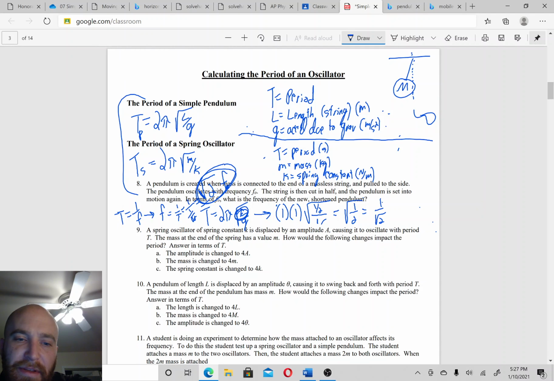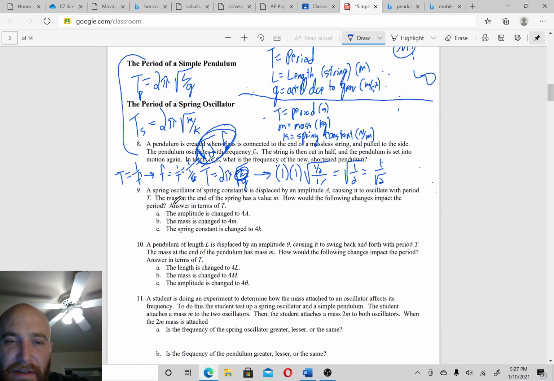Number 9, then I'll have you try 2 on your own. A spring oscillator with spring constant k. All right, so I'm just going to write out my equation right away. T equals 2 pi square root of m over k. It is displaced by an amplitude, causing it to oscillate with period T. The mass at the end of the spring has a value m. How do the following changes impact the period? Answer in terms of T. When I say answer in terms of T, meaning the answer is going to be 2T, 1/2 T, 4 times T, that kind of thing.